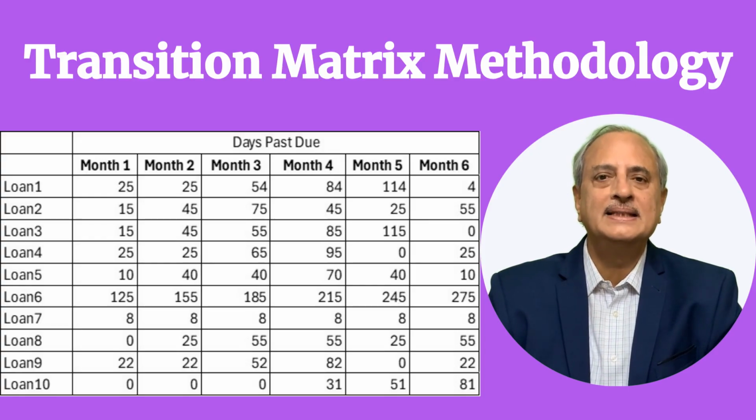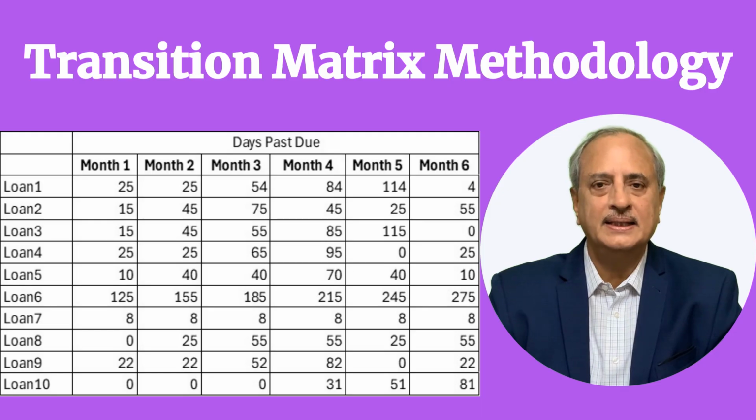Here, we have a dataset of 10 loans, showing the number of days past due (DPD) over 6 months. For example, Loan 1 starts with 25 days overdue in month 1 and increases to 114 days by month 5 before dropping to 4 days in month 6. This data forms the foundation for constructing transition matrices, where movements between DPD categories are analyzed.